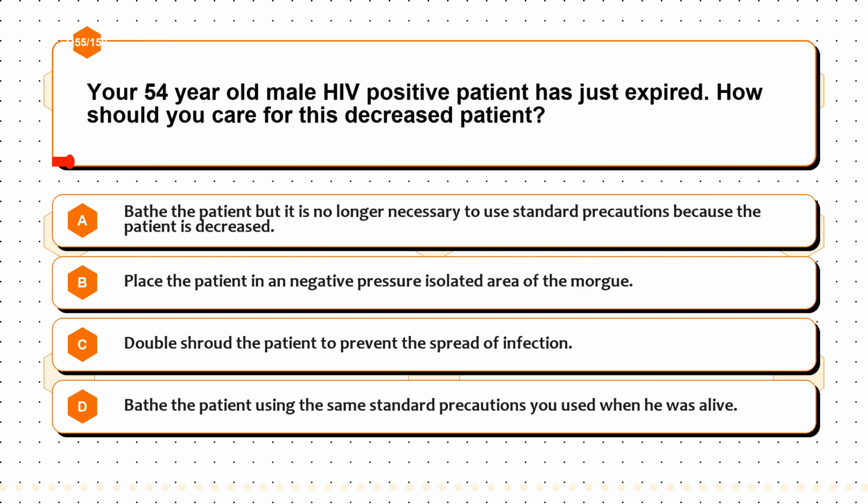Question 55. Your 54-year-old male HIV-positive patient has just expired. How should you care for this deceased patient? Here are the options. Option A. Bathe the patient, but it is no longer necessary to use standard precautions because the patient is deceased. Option B. Place the patient in a negative pressure isolated area of the morgue. Option C. Double shroud the patient to prevent the spread of infection. Option D. Bathe the patient using the same standard precautions you used when he was alive.